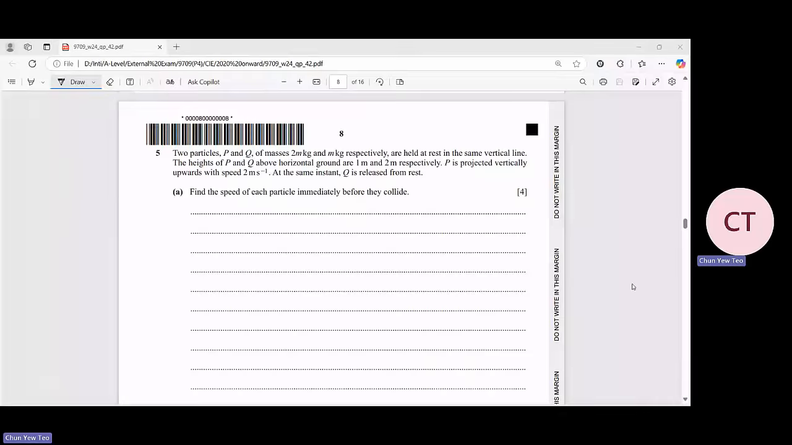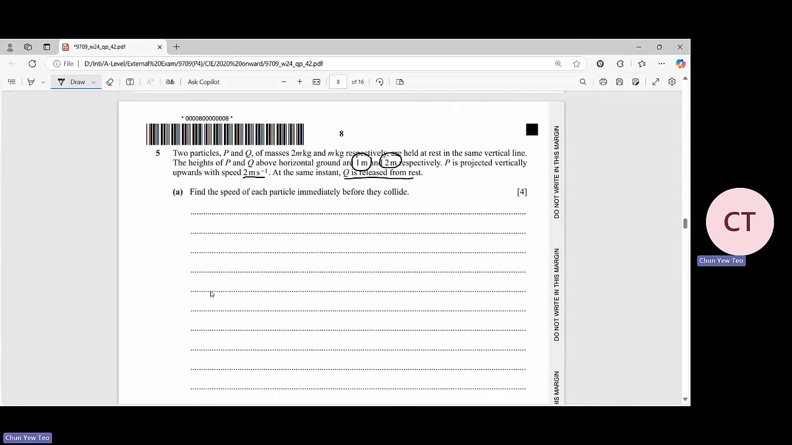Okay, now we take a look at question number 5. Two particles P and Q of masses 2m and m kg respectively are held at rest in the same vertical line. The heights of P and Q above horizontal ground are 1 meter and 2 meter respectively. P is projected vertically upward with a speed of 2 meters per second. At the same instant, Q is released from rest. Find the speed of each particle immediately before they collide.